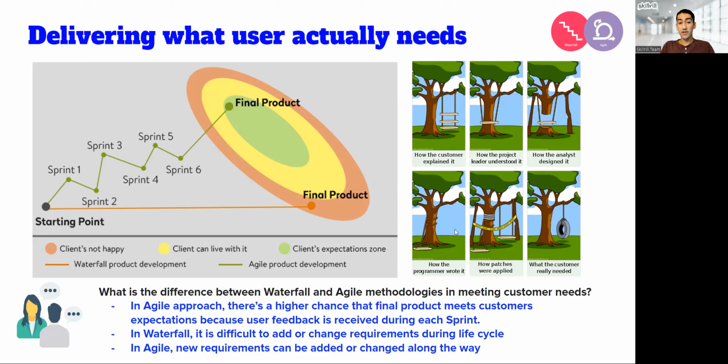If you look at this picture on the left-hand side, there's this green area, and then there's yellow and red area, right? This green area is the area where the client will be happy. So that's the client's expectation zone, basically.